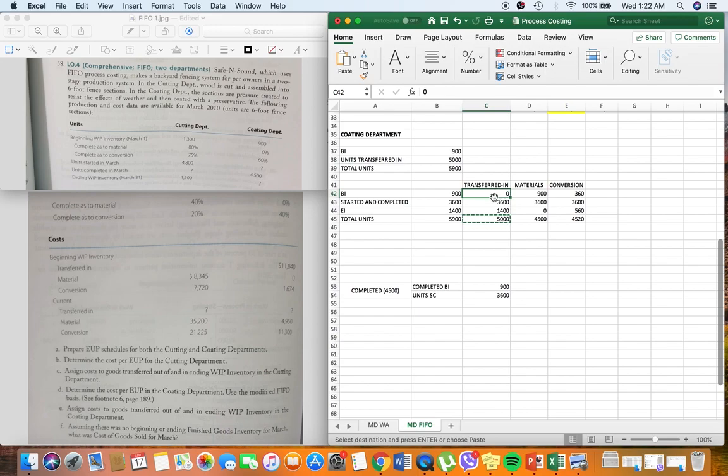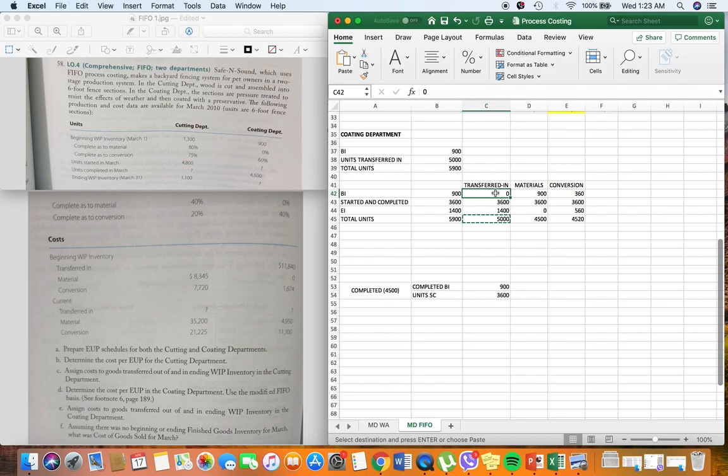This is not our problem because we lump or combine the beginning inventory and started and completed units into one, right? Just the completed ones. And then automatically we assign 100% work done for the completed units for transferred in, materials, and conversion, even if we know that there is work done on the beginning inventory units last month. We don't consider that. But under FIFO, you are very specific about your beginning inventory.